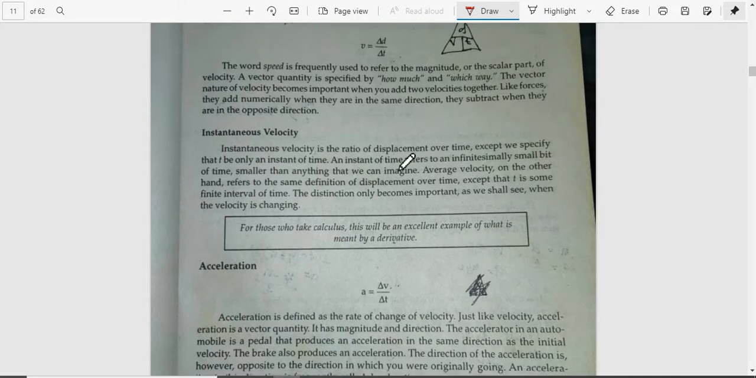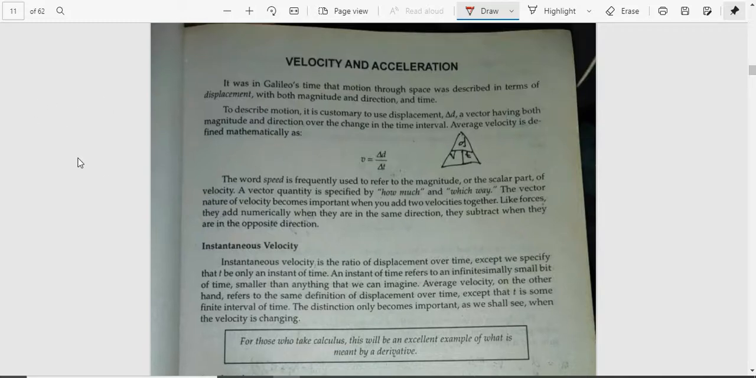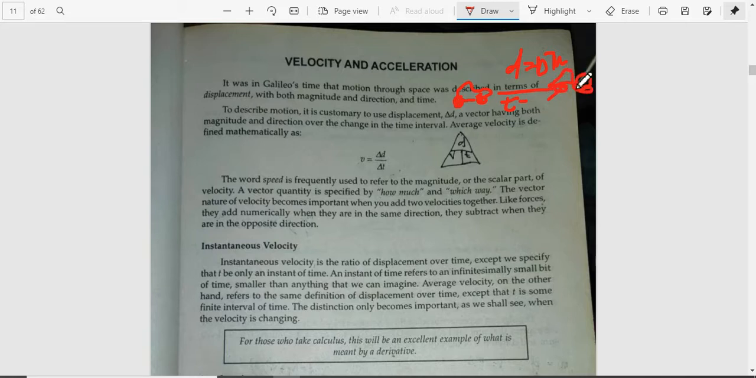Next is your instantaneous velocity. For example, let me draw something. From this point to this other point, your distance is 5 meters. Then from the original point to the final point, within 10 seconds. So, 5 meters from its original to its final destination. If your displacement is 5 meters, then your time is 10 seconds.